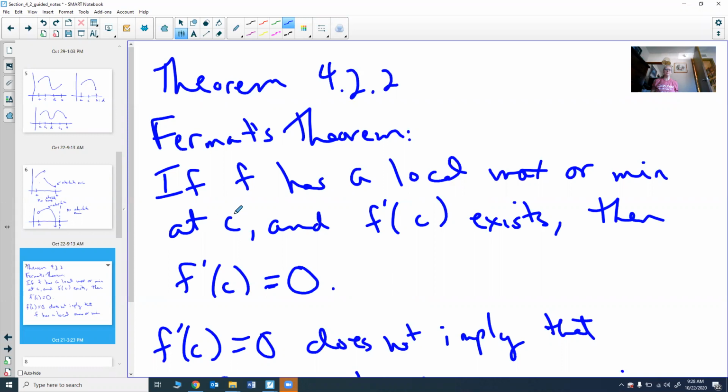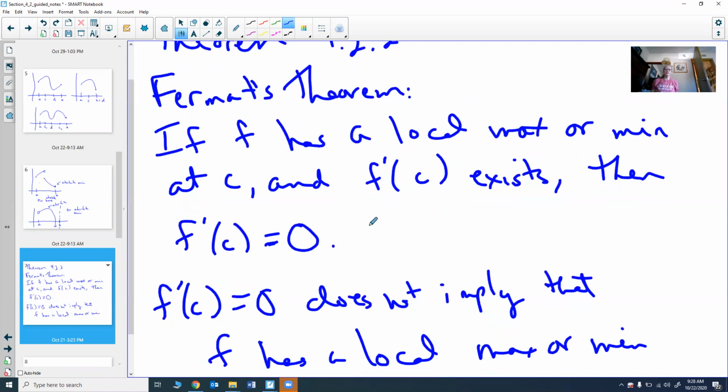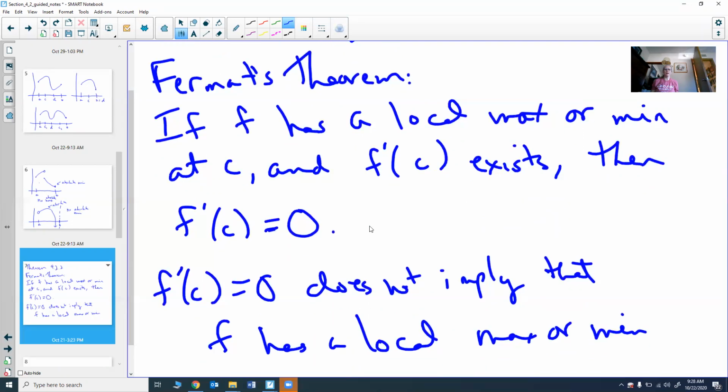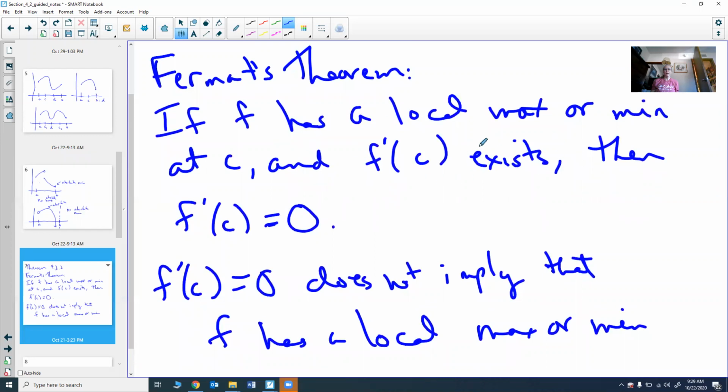But this is a different theorem of his, and it says if F has a local max or min at C, and F prime exists, then F prime of C equals 0. So first off, F prime of C equals 0 does not imply that F has a local max or min there. It just says that these are possibilities. It also doesn't say anything about what happens if F prime doesn't exist. So you could have a local maximum in there. We don't know for sure.